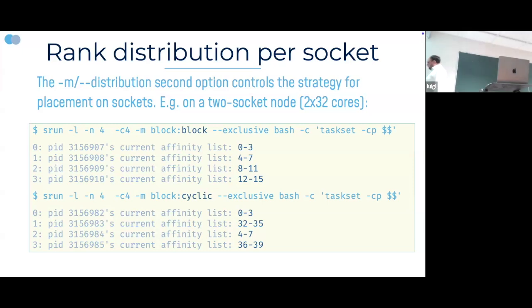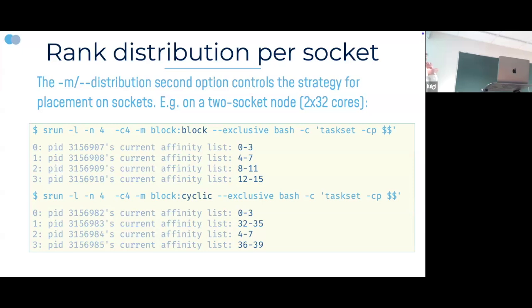And what you can look up with the taskset option with -cp and then the process ID is the numbers of the CPUs which are allocated to the srun instance. We call that the affinity list. And so if you use block, the second parameter, you will see that task 0 will get the first 4 CPUs. So each task needs 4 CPUs. And then the second one gets the next sequence of 4.